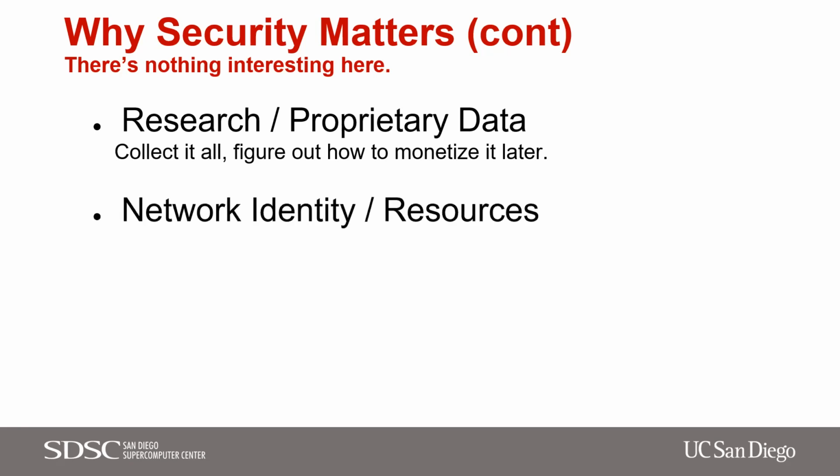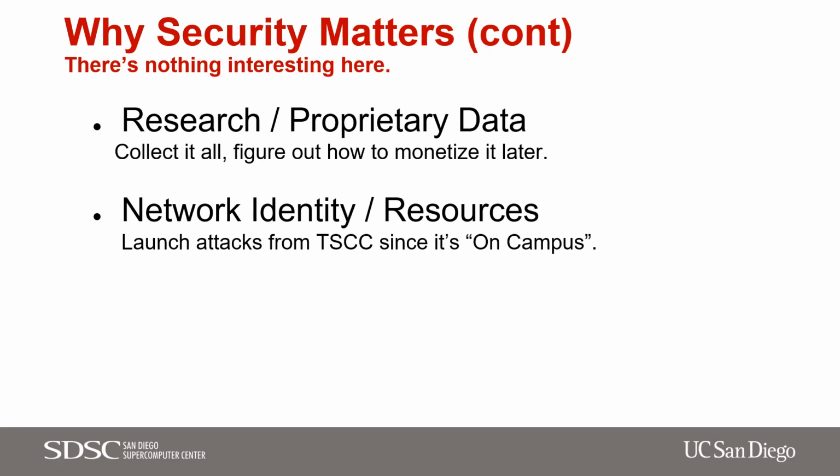And then TSCC itself has a network identity. It's on campus, and since it's on campus, it may have access to things that an attacker doesn't have access to straight from the internet. It's also possible to use TSCC to attack other things besides campus, like another institution or a government facility or something like that. And it just hides the attacker's identity. The victim on the other side is going to see, oh, SDSC is attacking us. Wonderful.